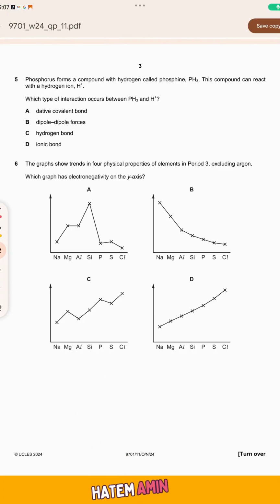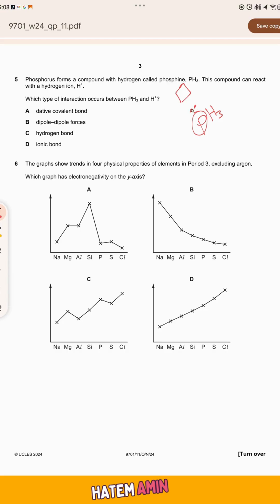Phosphorus forms a compound with hydrogen called phosphine, PH3. This compound can react with a hydrogen ion, H positive. So PH3, as we know, is phosphine. Phosphorus here still has a lone pair of electrons. This lone pair of electrons can react with a proton of hydrogen. Okay, and this proton of hydrogen, as we know, is empty of any electron.